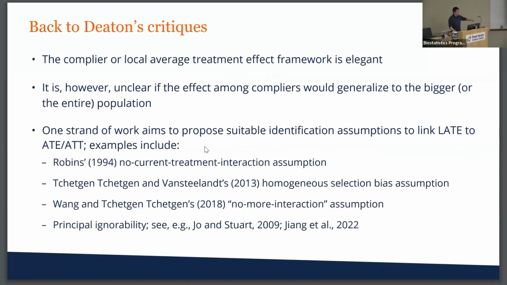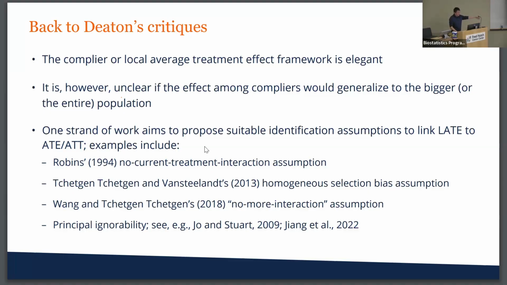Again, I will go back to the critique. Remember, we can always non-parametrically identify the complier average effect. I personally like it, I think it's more elegant. But it's never clear if the effect among compliers actually generalizes to a larger population or the entire population. There are different ways to tackle this. I think the most usual way is just to propose suitable identification assumptions that help link the so-called local or complier average effect to the average treatment effect or the average treatment effect on the treated.